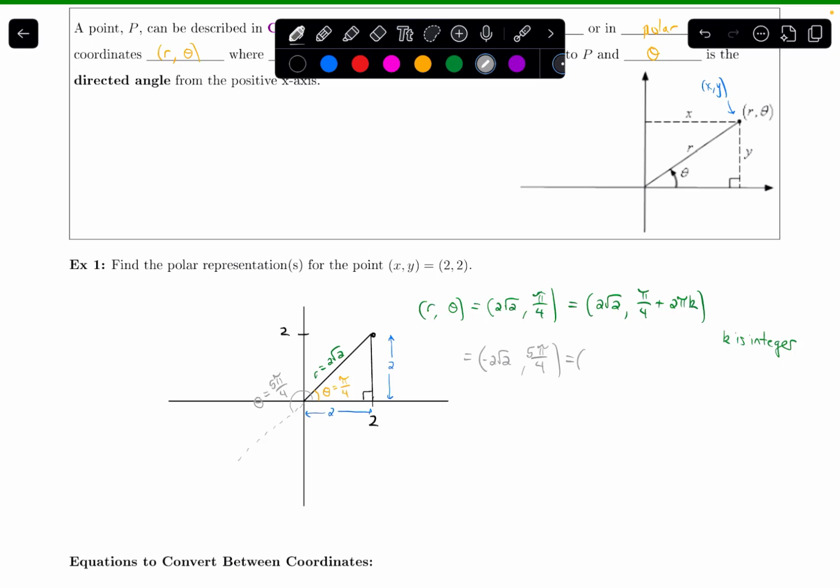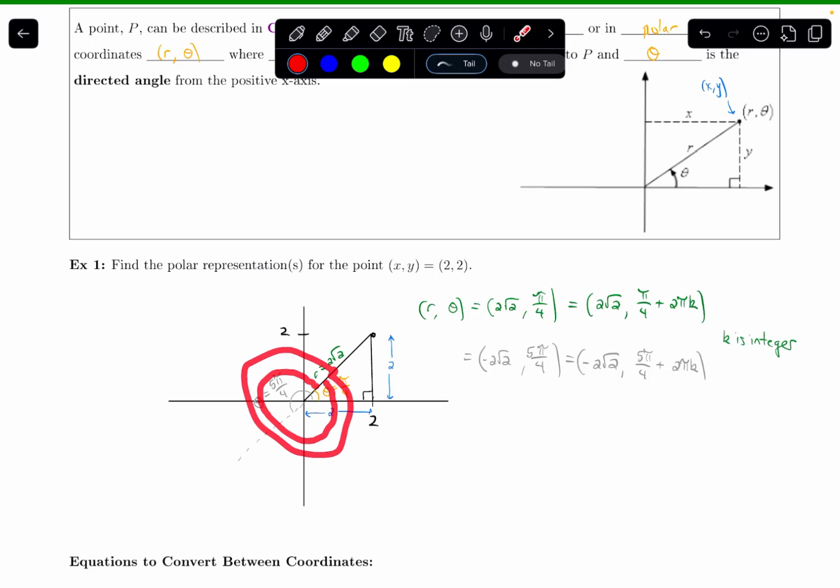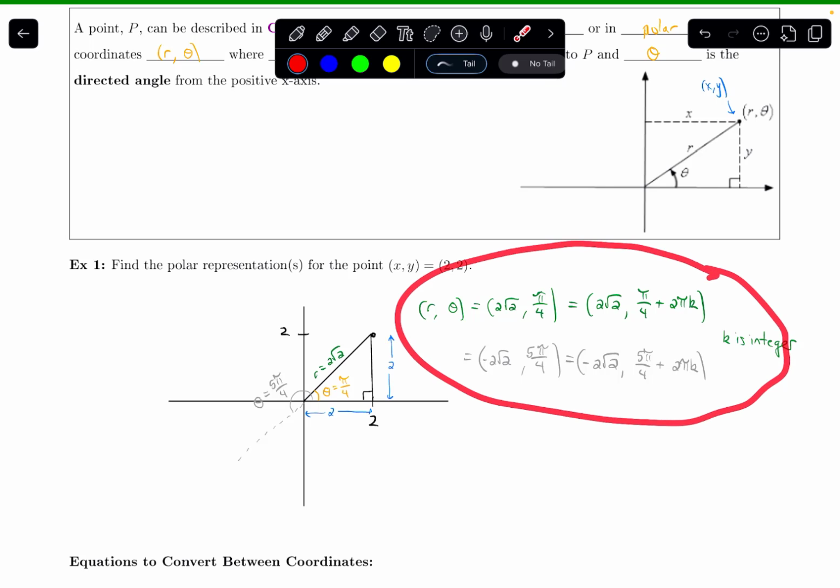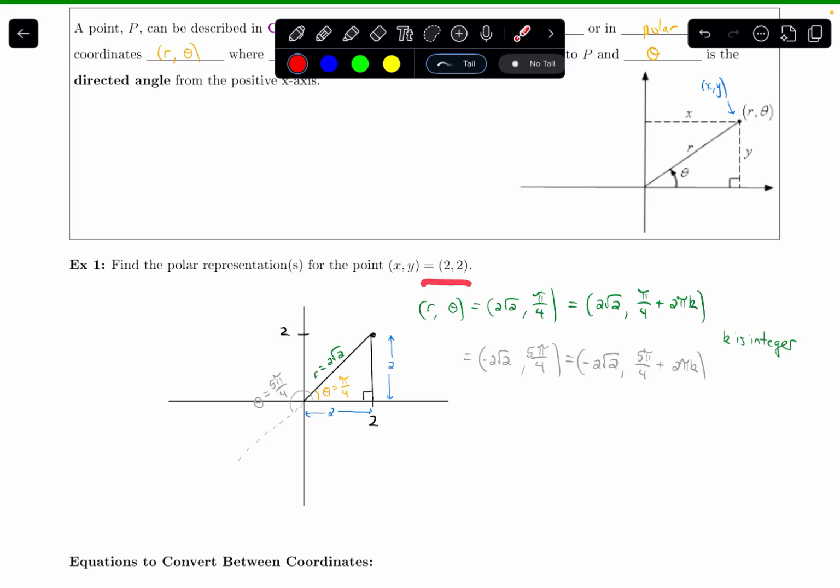I could take that negative 2 root 2 for r, and then take that angle 5 pi over 4, and then add to it 2 pi k, multiples of 2 pi. And I want to mention that this includes the possibility where k is negative, because that would be going around the unit circle, but in the opposite direction, which is totally valid. Okay, so it turns out that these represent all the types of polar representations for this point. So polar representations, there aren't just one. They're not unique, which is something interesting about them compared to Cartesian coordinates.